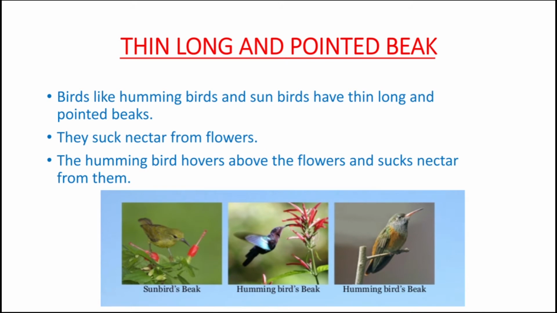Next type of beak is thin, long, and pointed beak. Birds like hummingbirds and sunbirds have thin, long, and pointed beaks. Children, do you know hummingbirds are the smallest birds in the world? These birds suck nectar from flowers.